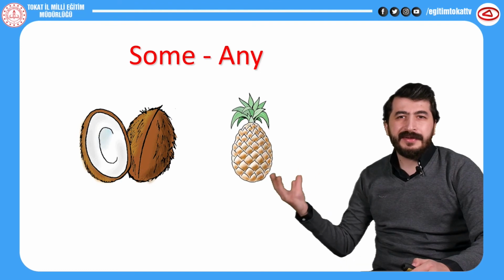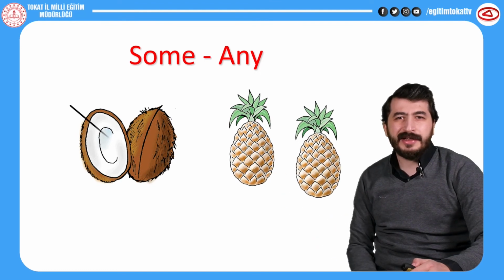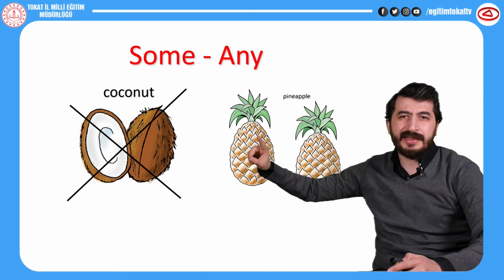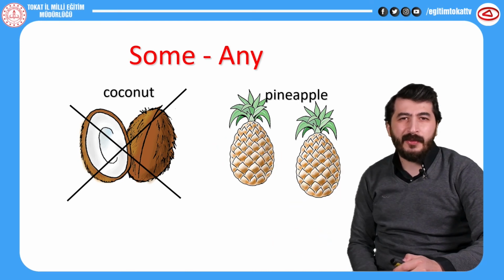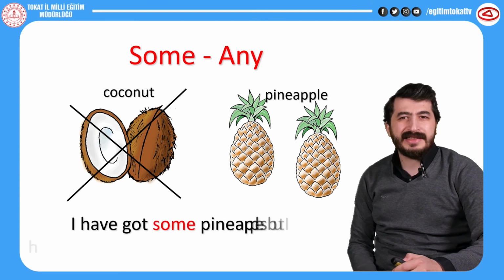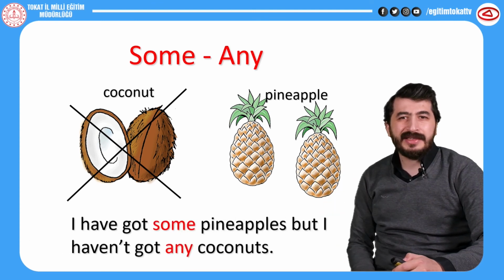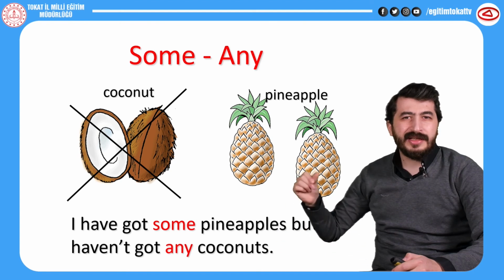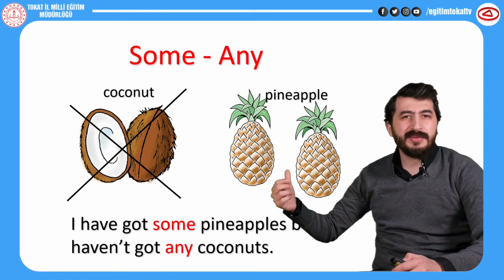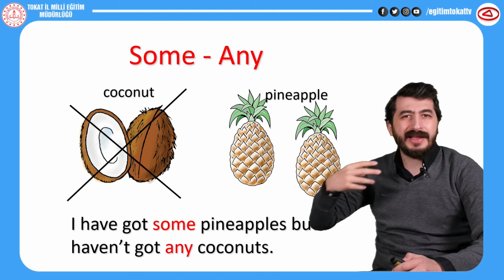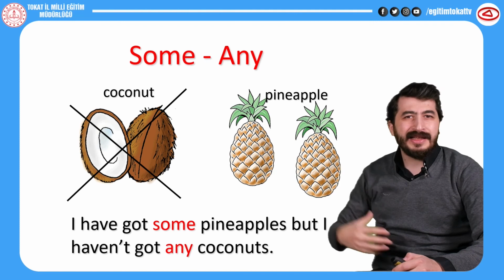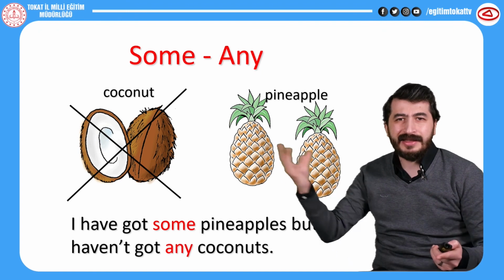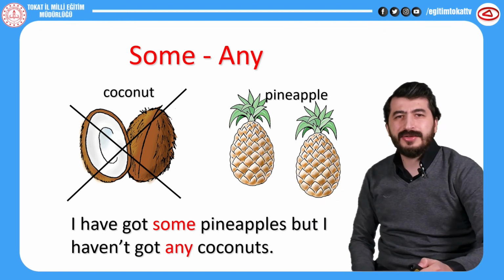And here we have coconut and pineapples. Which one cross? Here we don't have coconut and pineapple. Make sentence. I have got some pineapples. I haven't got any coconuts. Look at that. We have S here. Why? Because these are countable nouns. 1 pineapple, 2 pineapples, 3 pineapples. Not like cheese. Cheese, 1 cheese, 2 cheeses. No, we can't say. But for this type of fruits, you can use plural way.